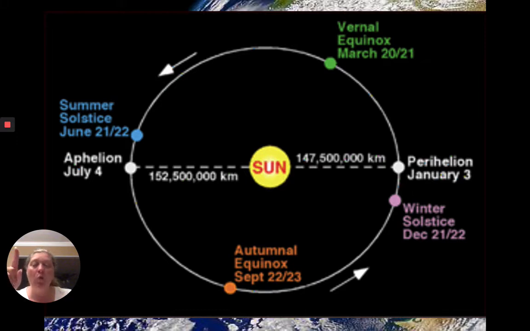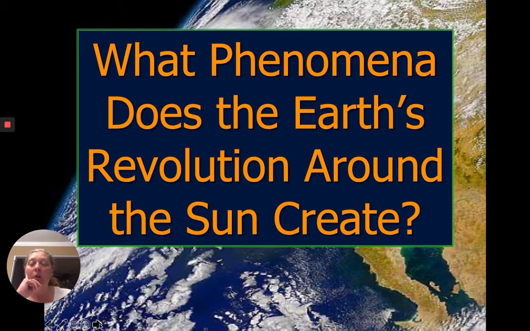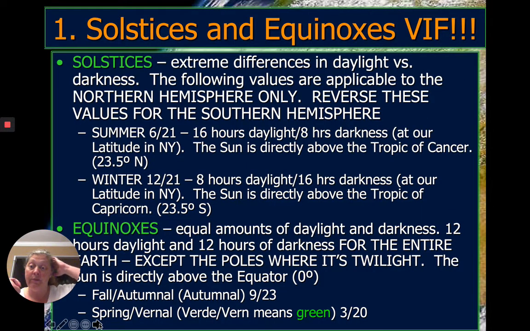Approximately how many degrees does Earth move through space per day? 360 degrees in 365 days. That is approximately 1 degree per day. So every day that the Earth revolves around the sun, it moves approximately 1 degree in its orbit. Make sense? Okay. So the phenomena that the Earth creates as it revolves around the sun.